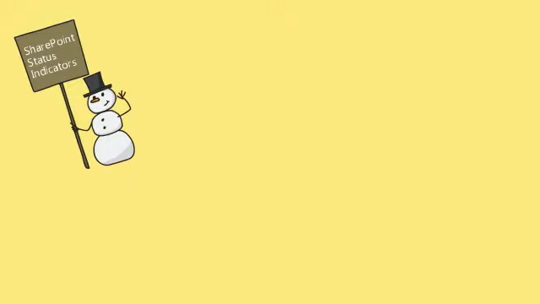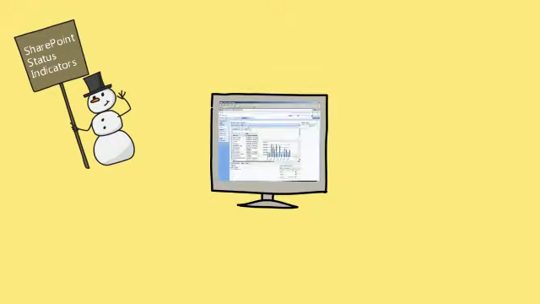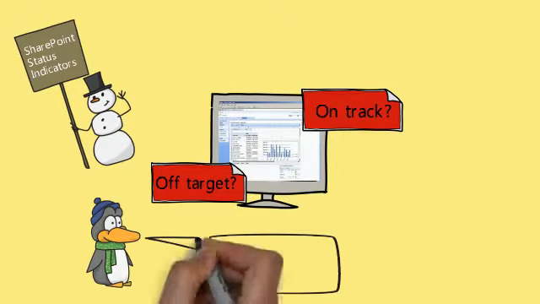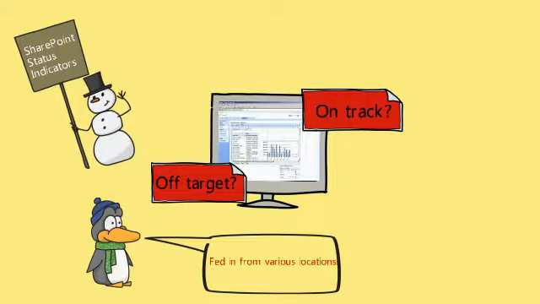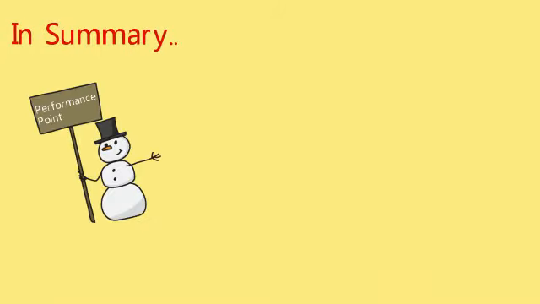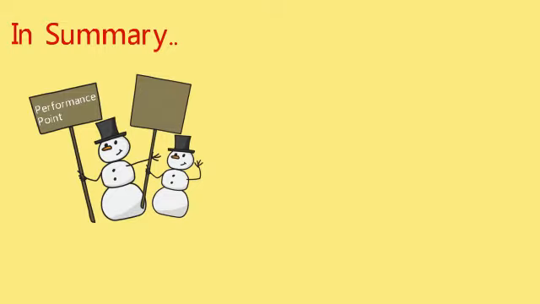And then finally, we have the SharePoint status indicators. These are really simple reports that show performance information. Status indicators can tell you whether performance is on track or off target for any particular performance measure. Again, this information is fed in from lots of different locations and can be used throughout the SharePoint site.